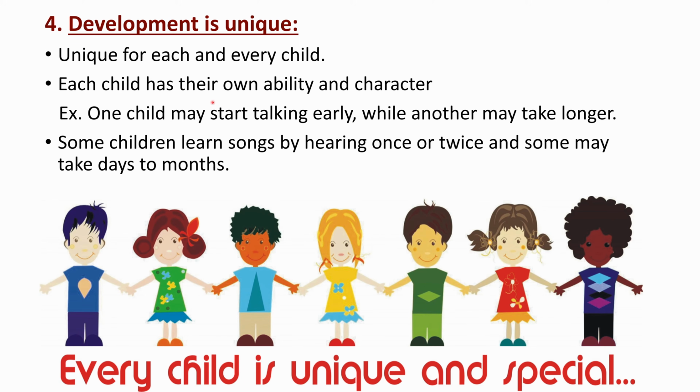Another example is learning skills. Some children may learn a song after hearing it once or twice, while others may need more time, maybe days or even months, to learn the same song. So, this principle tells us that every child is unique and their growth and development may not be exactly the same as other children.